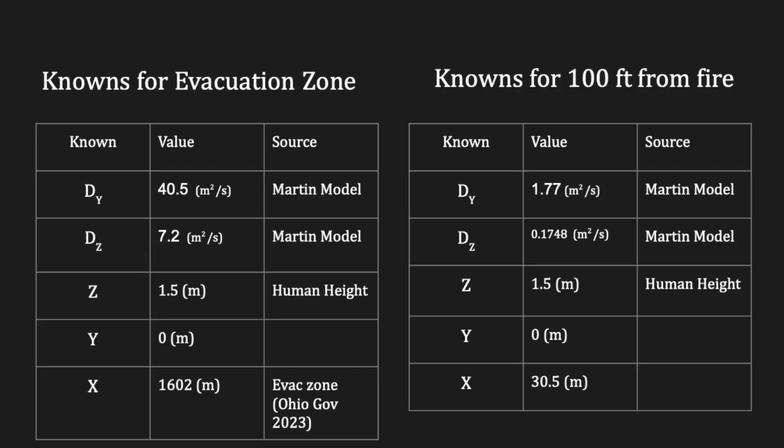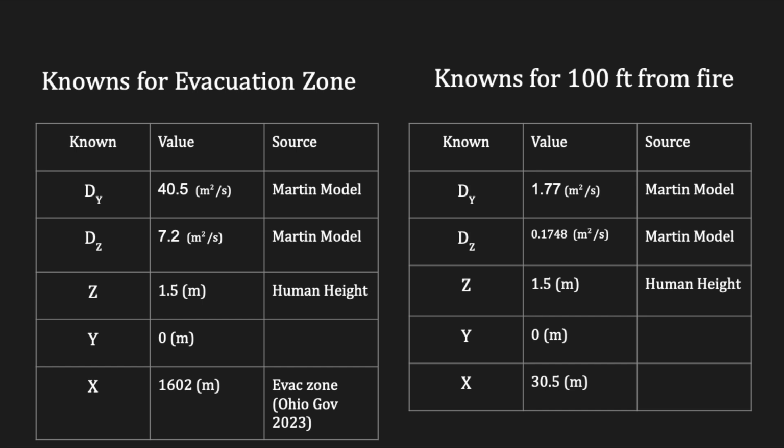For calculating the concentration at the evacuation radius, I calculated the dispersion coefficients in Y and Z using the Martin's model. For the dispersion in Y, I calculated 40.5 meters squared per second, and for the dispersion in Z, I calculated 7.2 meters squared per second. The Z that we'll be solving for is 1.5 meters above the ground, which is a little less than the average human height. For X, we will be looking at the evacuation radius of 1 mile or 1,600 meters downwind from the fire.